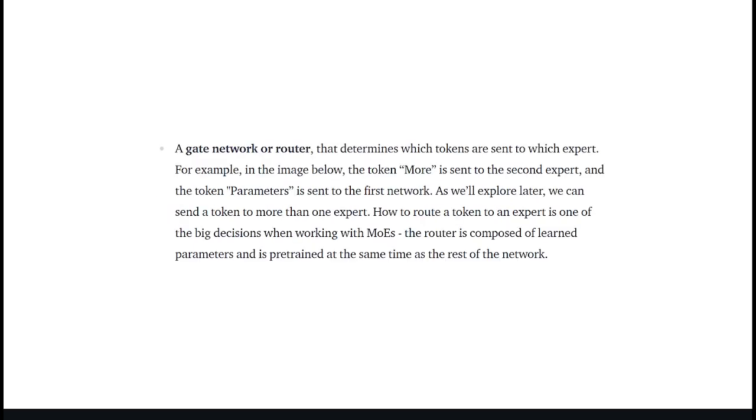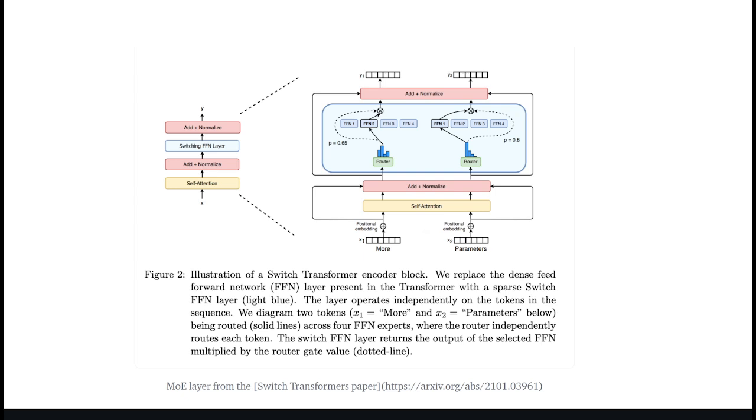So the original router is simply a gate network, kind of like the gate in a GLU or in an LSTM. This one is an illustration of a Switch Transformer encoder. They actually have two input sequences, and these two inputs choose different experts and produce different outputs.